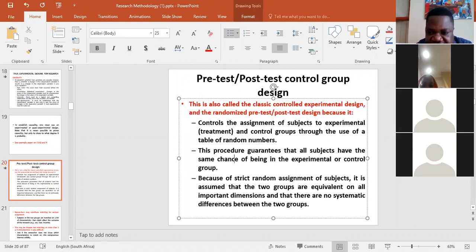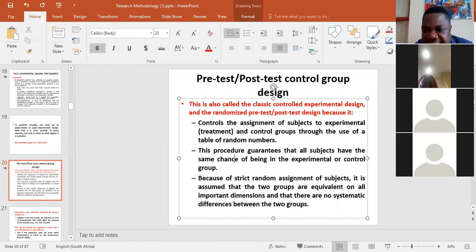I should not be using the word subject here. You will excuse me, because in the South African context, according to the National Research Ethics, we are not allowed to use the word subject. This is mainly from American literature, where the word subject is used, but we use the word participant in South Africa.